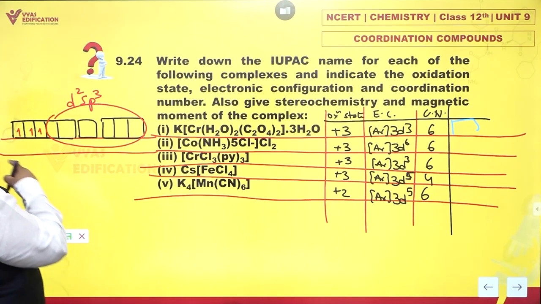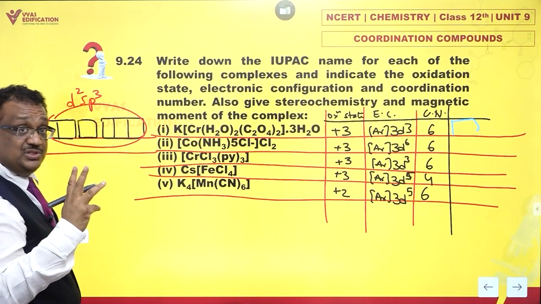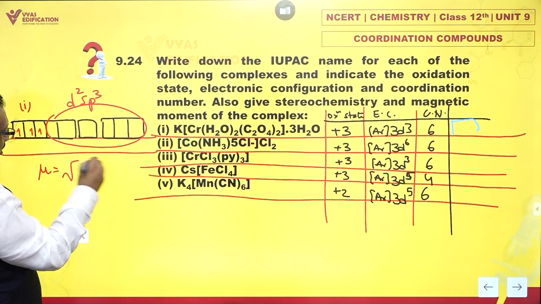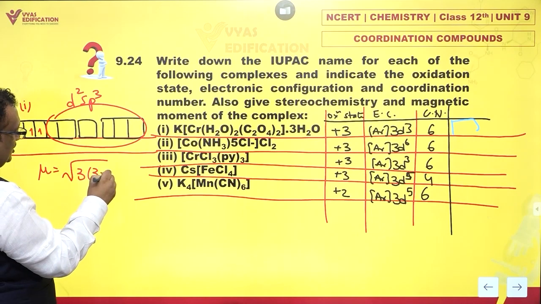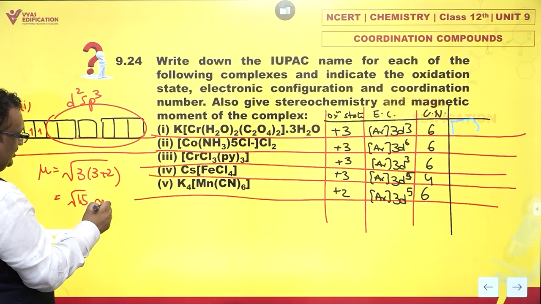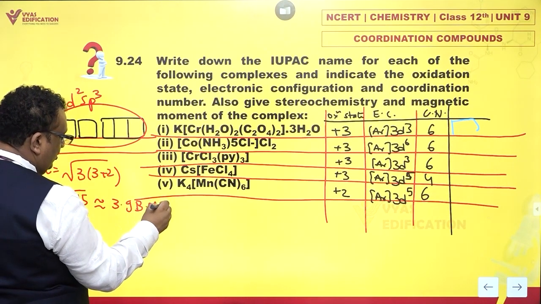Magnetic moment. Now there are 3 unpaired electrons. I'm just solving one, nothing else. There are 3 unpaired electrons. I get mu as root 3 into 3 plus 2. It is root n(n+2), which is root 15, which is approximately 3.9 Bohr magnetons.